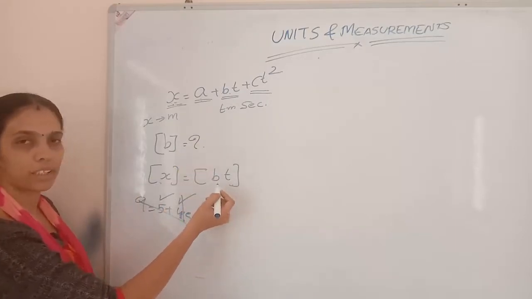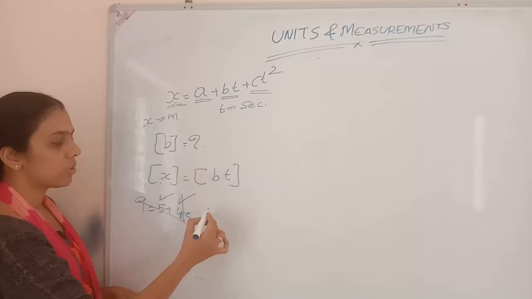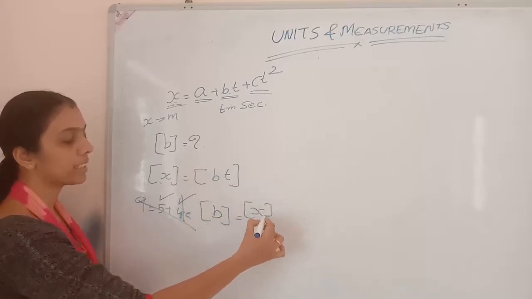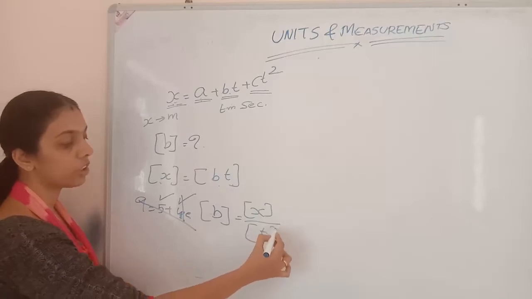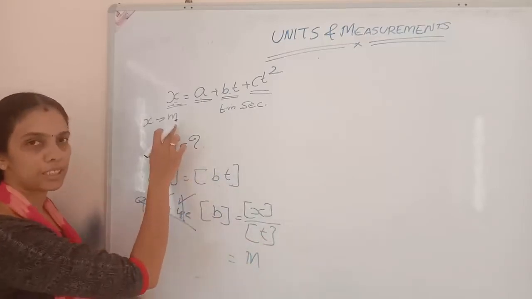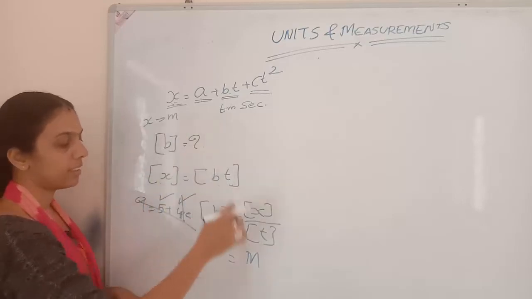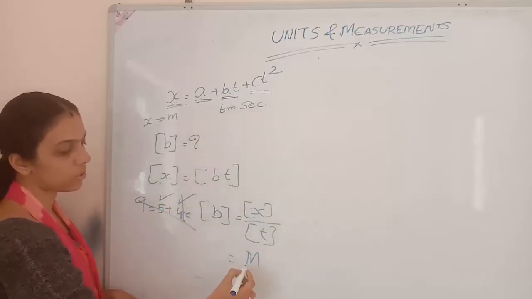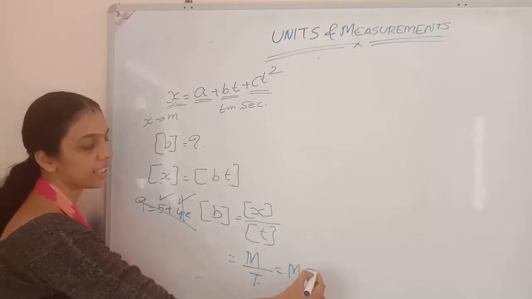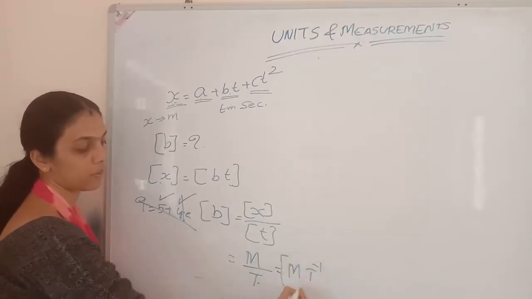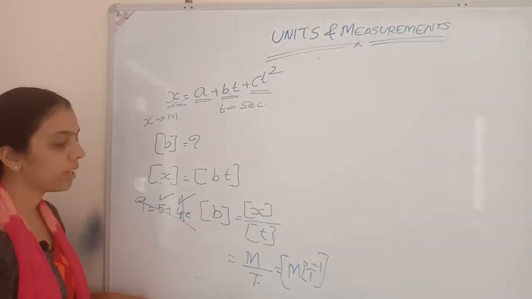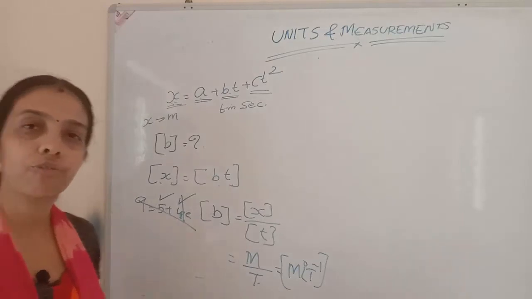So we need to find out the dimension of B. Dimension of B will be equal to dimension of X divided by dimension of T. Dimension of X is length because it is measured in meters, and T is in seconds, so divided by time. So we will be getting it as L T to the power minus 1. If you want, you can write it as L to the power 1 T to the power minus 1 also. Okay, so this will be the dimension of B.